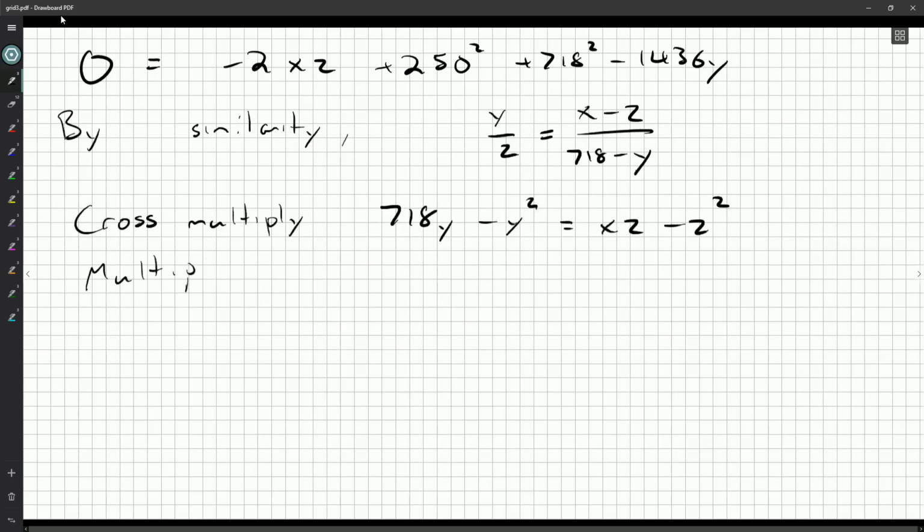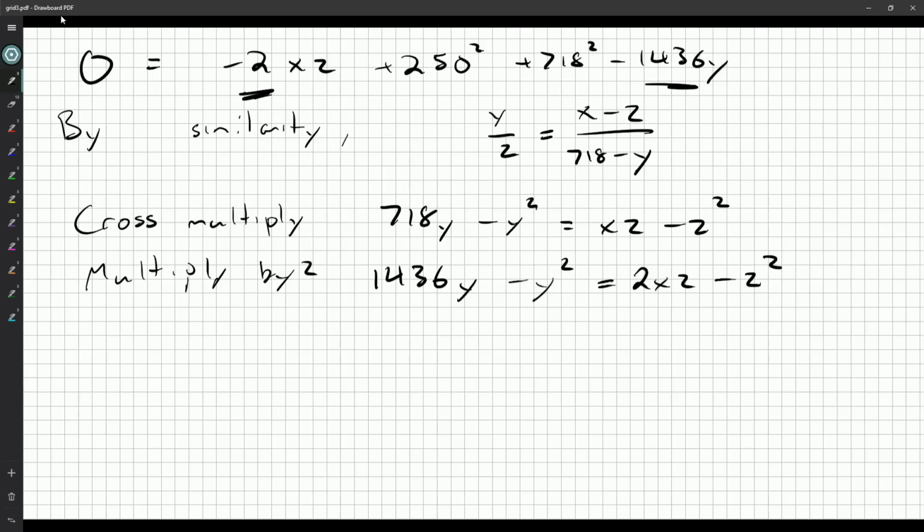Multiply by 2, because I notice I got minus 2s and minus 2 times 718. So we'll get 1436y, maybe I can't get rid of that, minus y squared is equal to 2xz minus z squared.